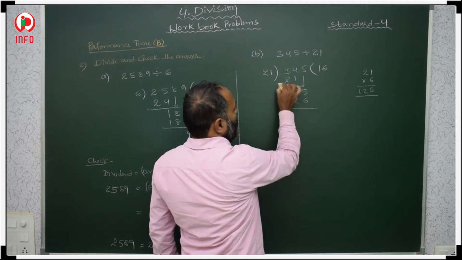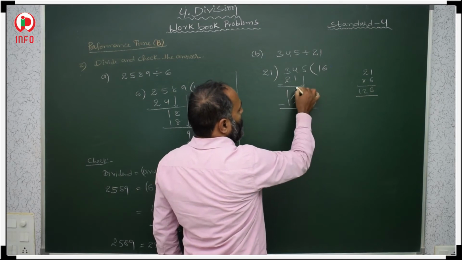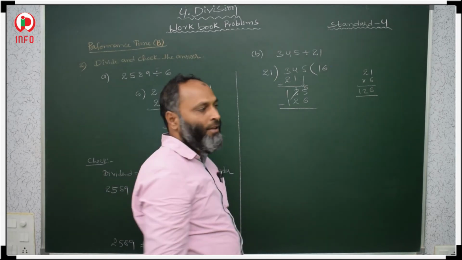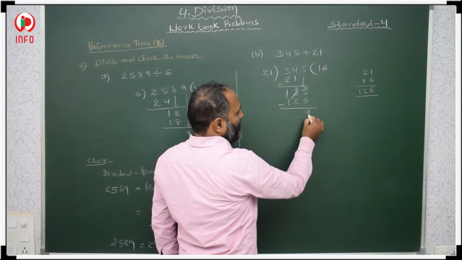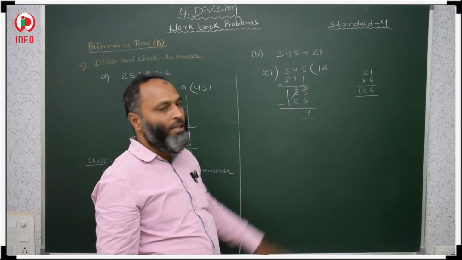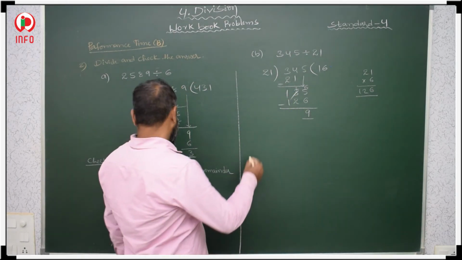Then minus. Then borrow from here. So here we get 2, here we get 15. 15 minus 6 is 9. 9 is the remainder. 2 minus 2 is 0, 1 minus 1 is 0. No need to take more. Then check.